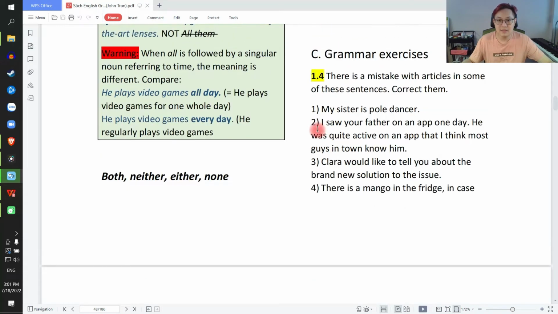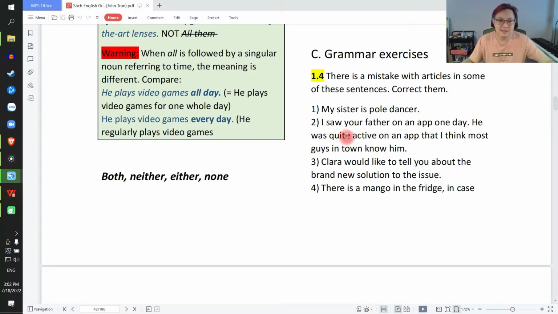Okay, so number 1, my sister is a pole dancer. My sister is a pole dancer because we are talking about the profession of someone, the job someone does. So you need a or an here. It's usually a, an when you talk about a job someone does. So number 1 needs a here. My sister is a pole dancer.